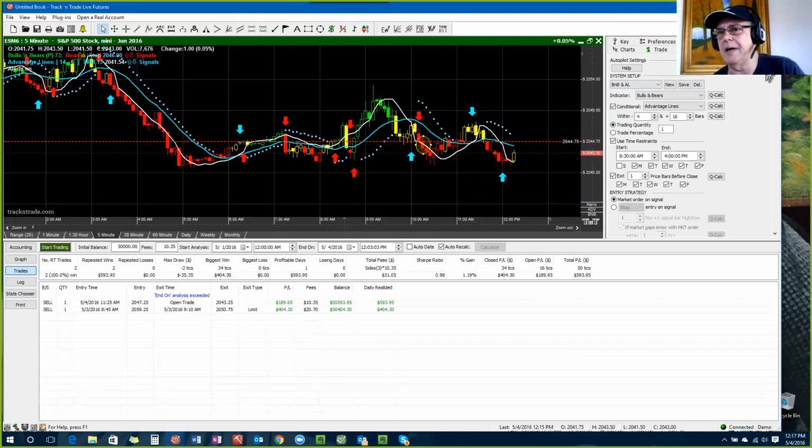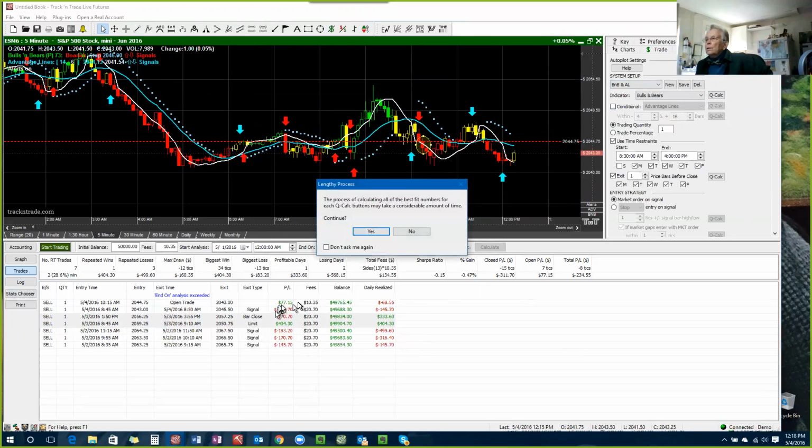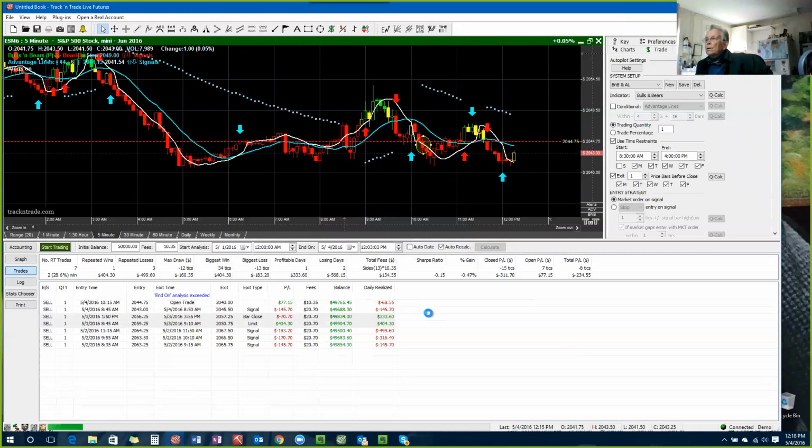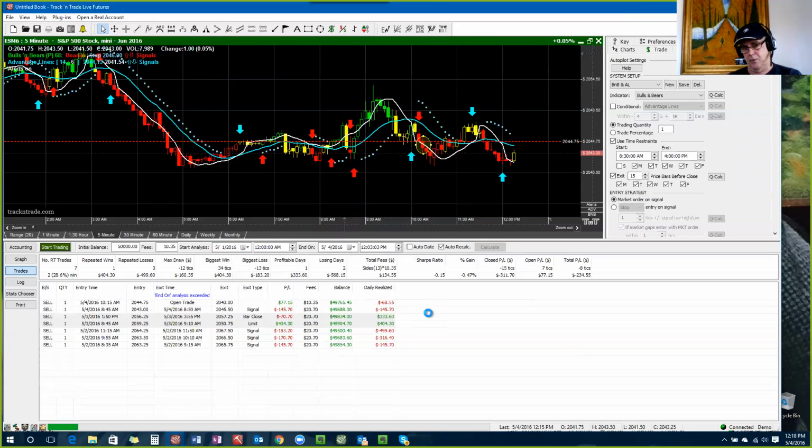Got it. I could go in here and take off advantage lines and see how it lost, taking off advantage lines. But what happens if I QCalc it? It's going to win over and over and over again, normally, because it's going backwards in time. So you don't want to do that. And I'm going to show you how you can use it to your advantage.